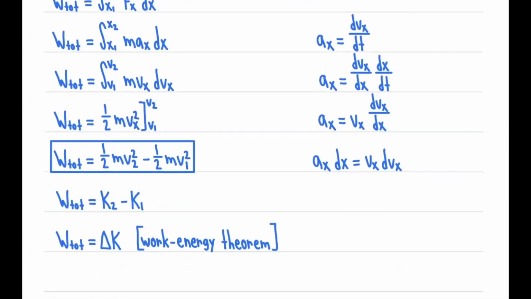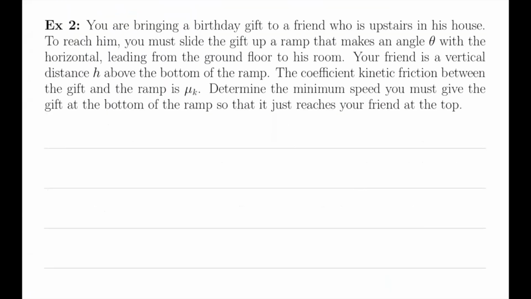Let's do an example. You are bringing a birthday gift to a friend who is upstairs in his house. To reach him, you must slide the gift up a ramp that makes an angle theta with the horizontal, leading from the ground floor to his room. Your friend is a vertical distance h above the bottom of the ramp.